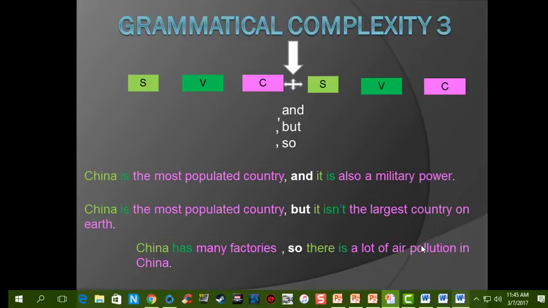Now, let's take a look at so. China has many factories, so there's a lot of air pollution in China. So that's a consequence. China has many factories. As a consequence, there's a lot of air pollution in China. You already know how to do that. But I'm going to now add one more connector that can be quite frequent in academic writing.